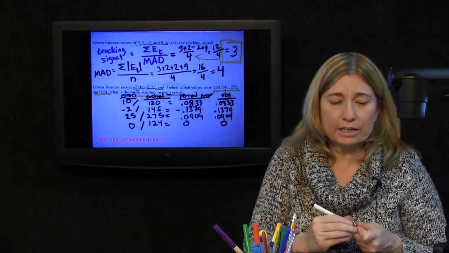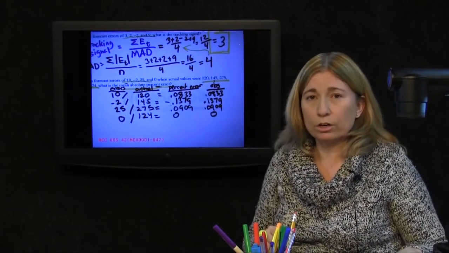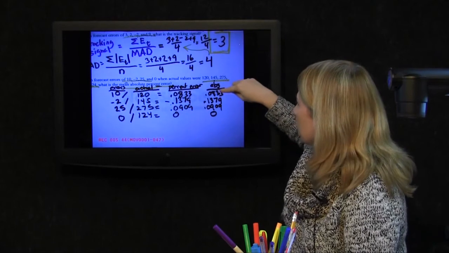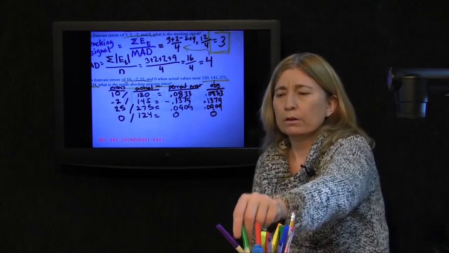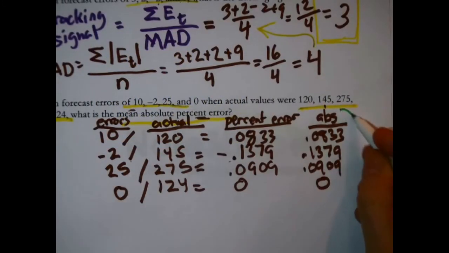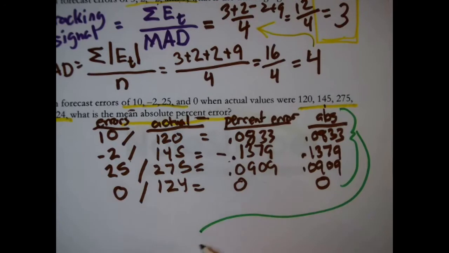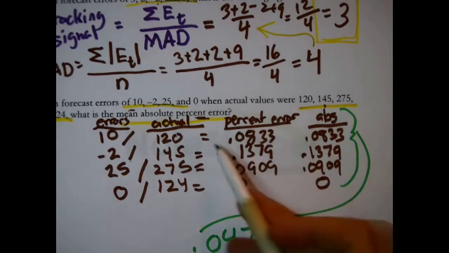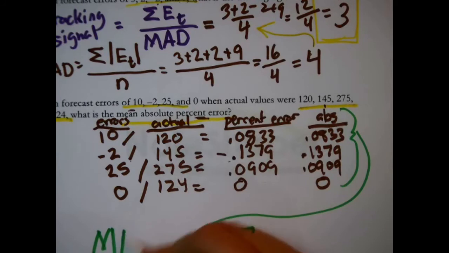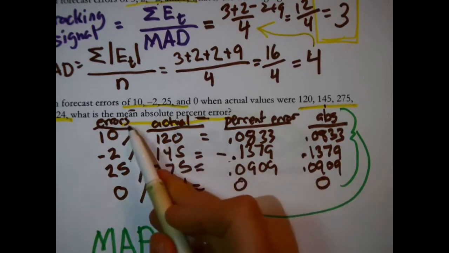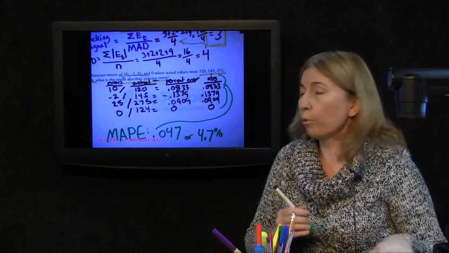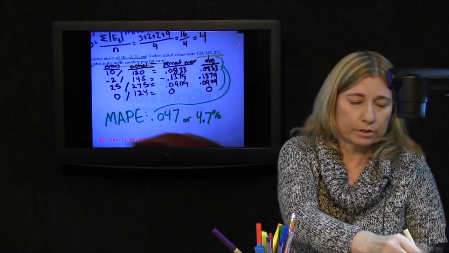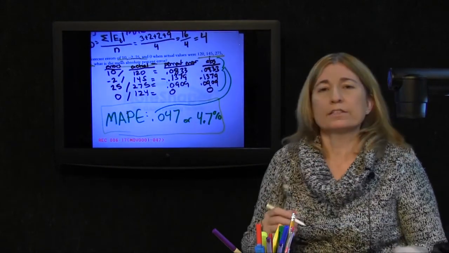Now we're trying to calculate the mean absolute percent error. Mean means average, so we just want to average that column. Average those four numbers together. When I averaged them together, I got 0.047, and that is known as the MAPE, mean absolute percent error, or in conversation, 0.047 or 4.7%. That's the answer to that question.